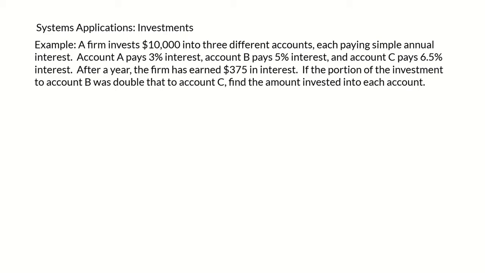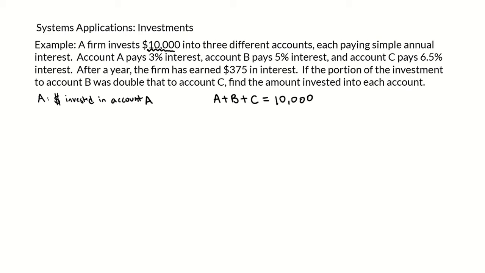So, we'll let the variables A, B, and C be the amount invested in each account. So the variable A means the money invested in account A, and then B would be the money invested in account B, C the money invested in account C. And one thing that we know is that the total amount invested is $10,000. So that means the sum of the amounts in the 3 accounts would be 10,000. So A plus B plus C is equal to 10,000.